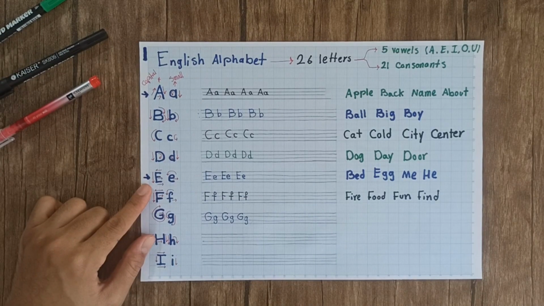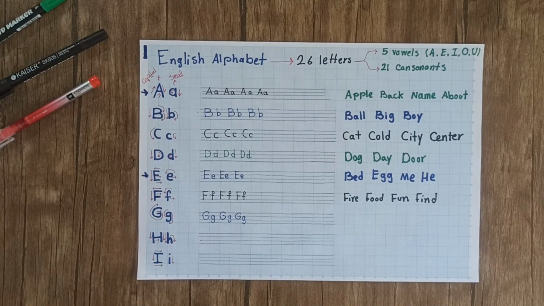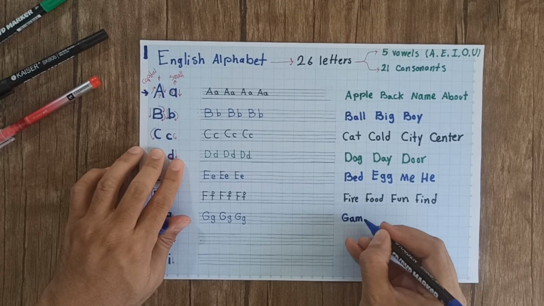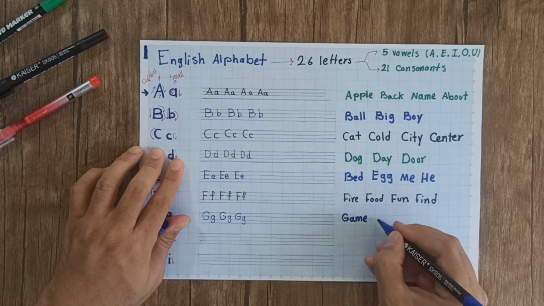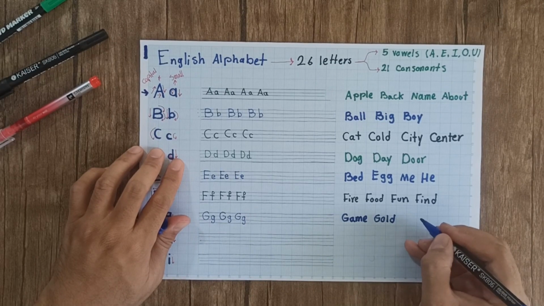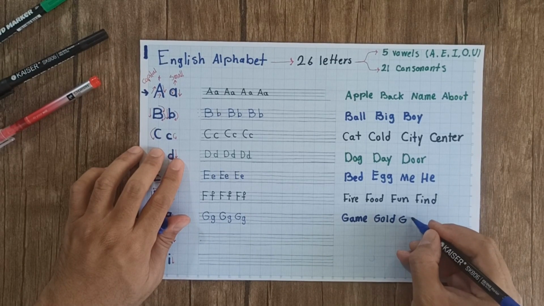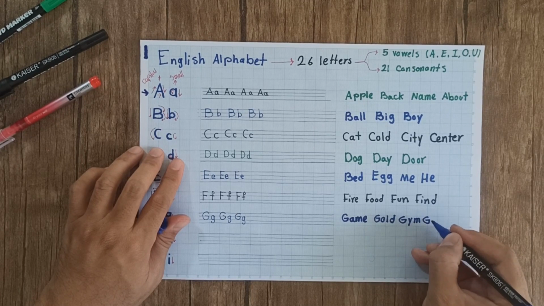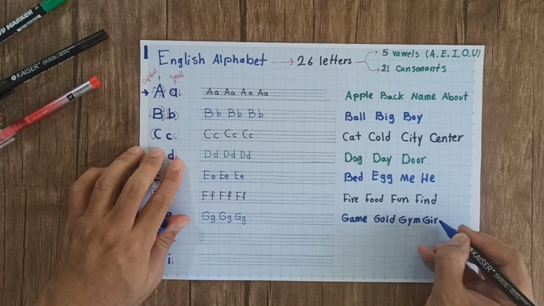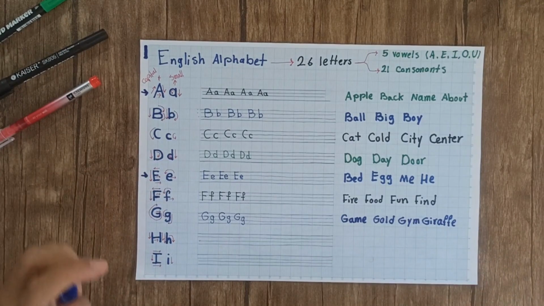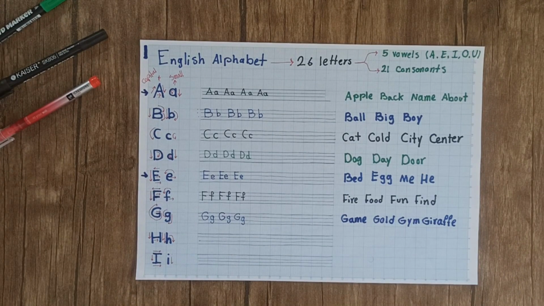It sounds like G, sometimes it sounds like G or J. For example, we have game, see? We have gold. You see, they sound like G. But sometimes it sounds like J, like gym. Okay, we have gym. We have giraffe. Okay, you see, this way. So that's G.